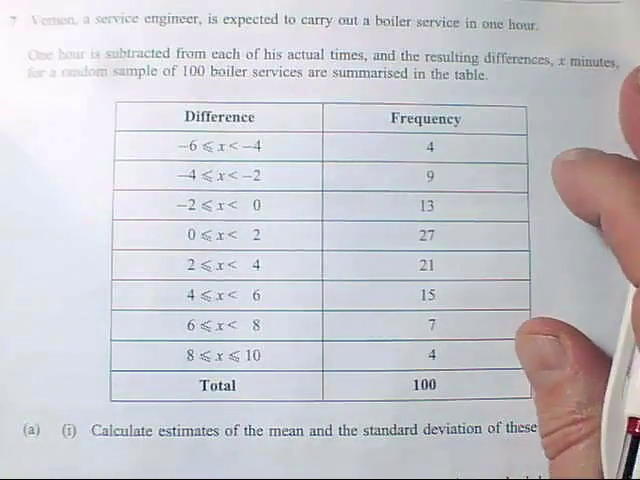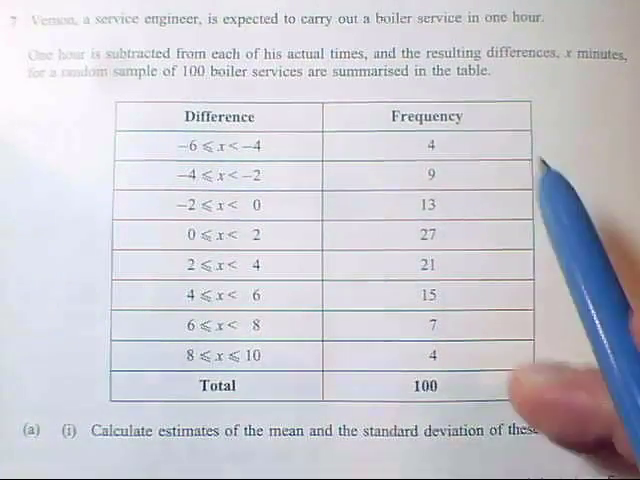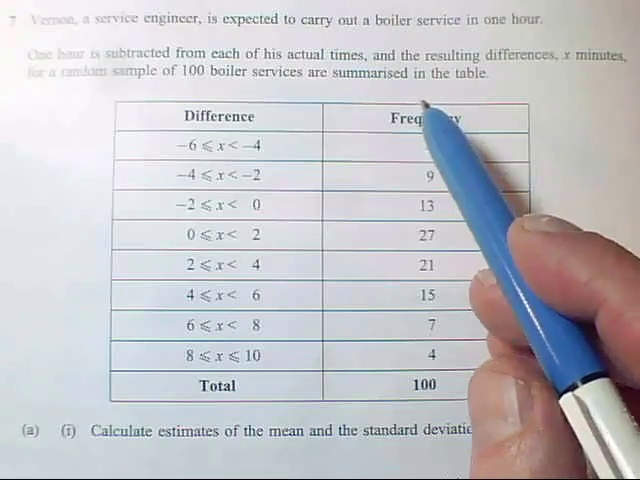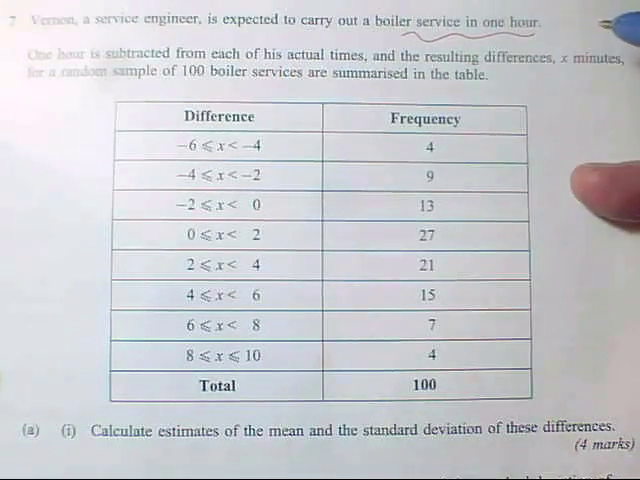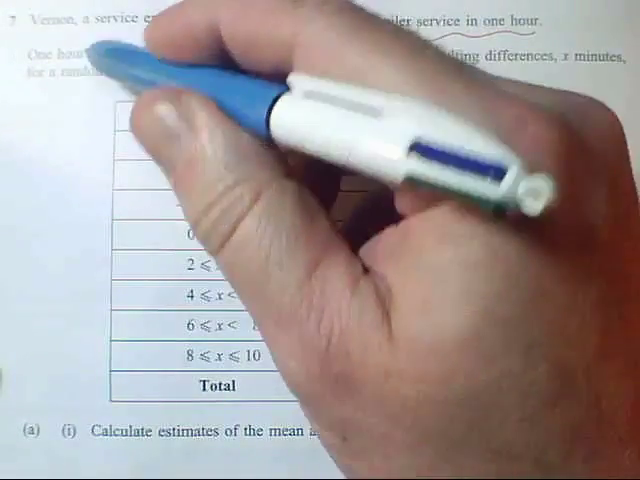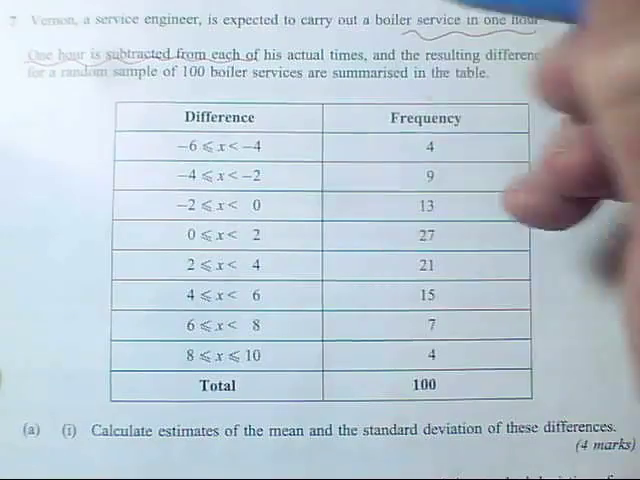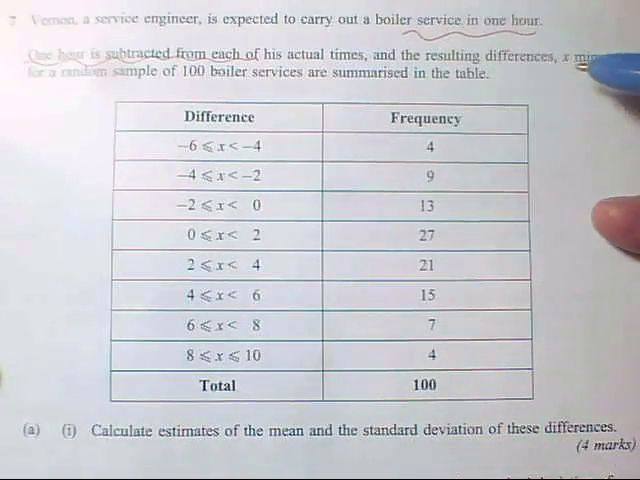Okay, we've got a table of data. We've got to be clear about what's going on. He's expected to take 1 hour for the services, and he's actually subtracting an hour from all of the raw data and just recording the difference.